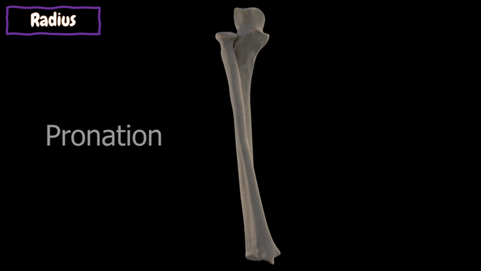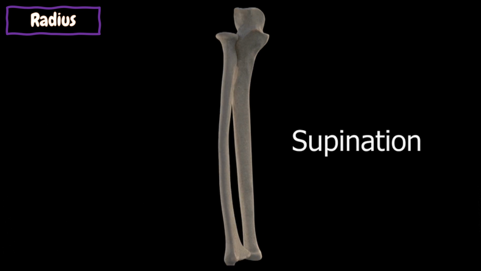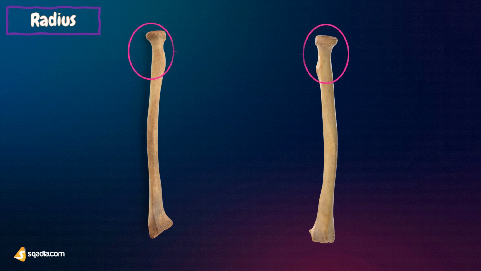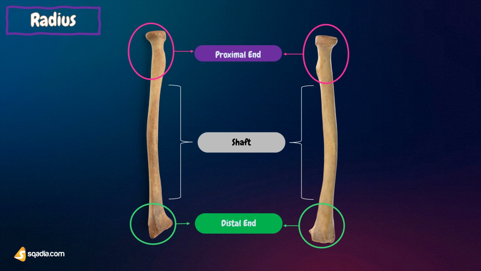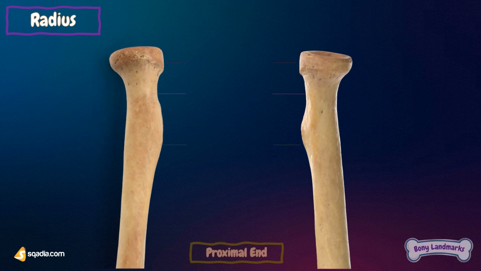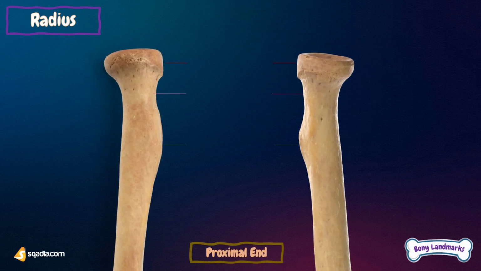It has an upper rounded end, also called the proximal end, a lower broad end, or the distal end with a styloid process, and the middle part, the shaft. We will start by talking about the upper, or the proximal end first. The proximal part is the first part of the radius bone that participates in elbow joint formation. It is situated right beside the ulna and beneath the humerus.